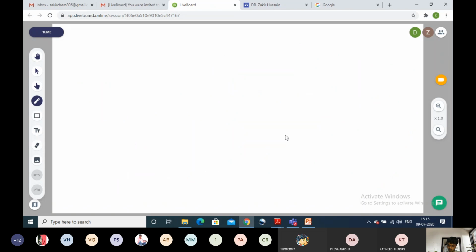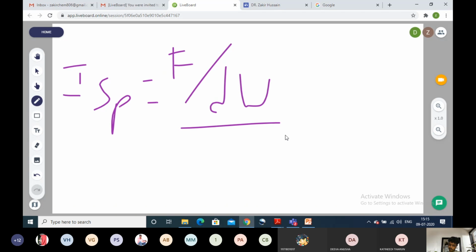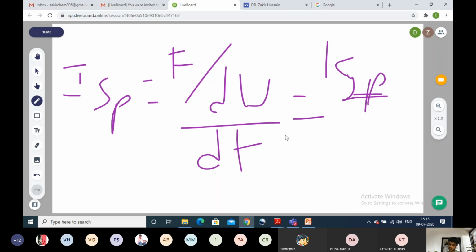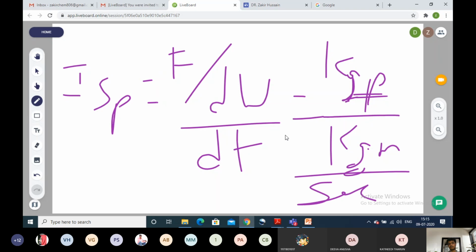Okay, I am writing clearly here. ISP is equal to F by dW by dt, which is nothing but kg of thrust, meaning kg force. Force units in terms of kg is kgf. Mass units in terms of kg is kgm. Time units is second or hours, whichever is applicable. So kg of thrust which is produced by burning kg mass of a propellant per unit time is nothing but the definition of specific impulse.